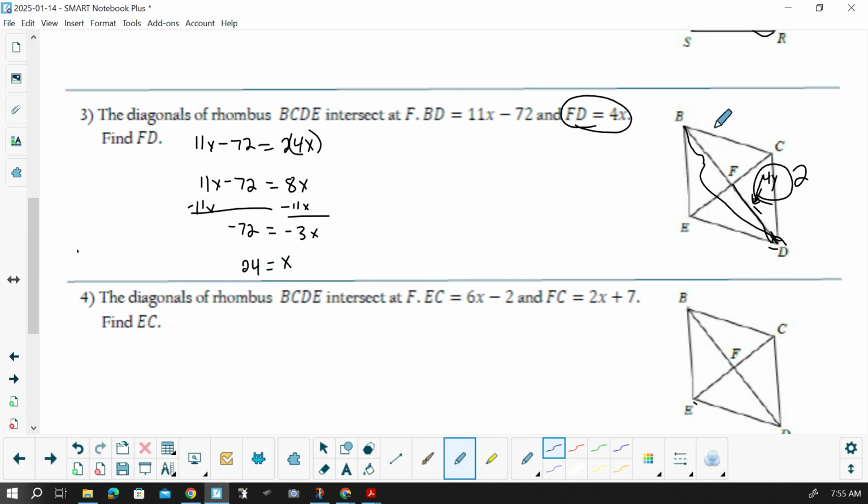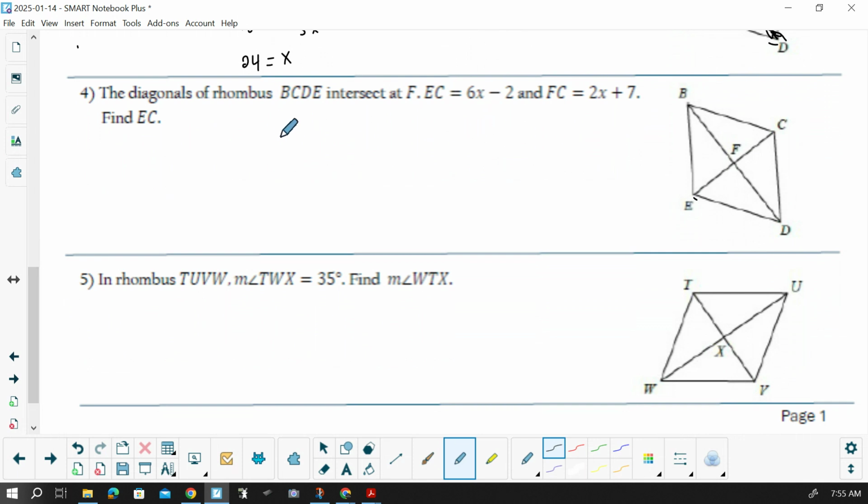x equals 24. The question then says find FD. FD was this 4x right here. So FD equals 4x, which I now know is 24. 4 times 24, I think, is 96. And there's your answer to number 3.